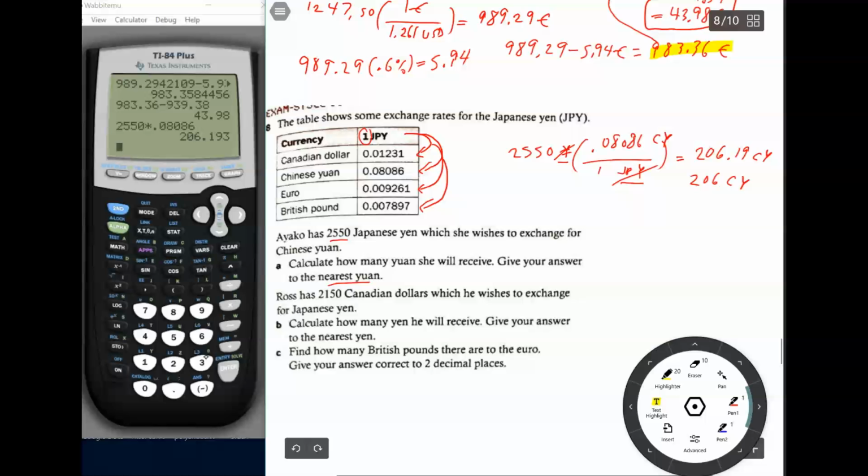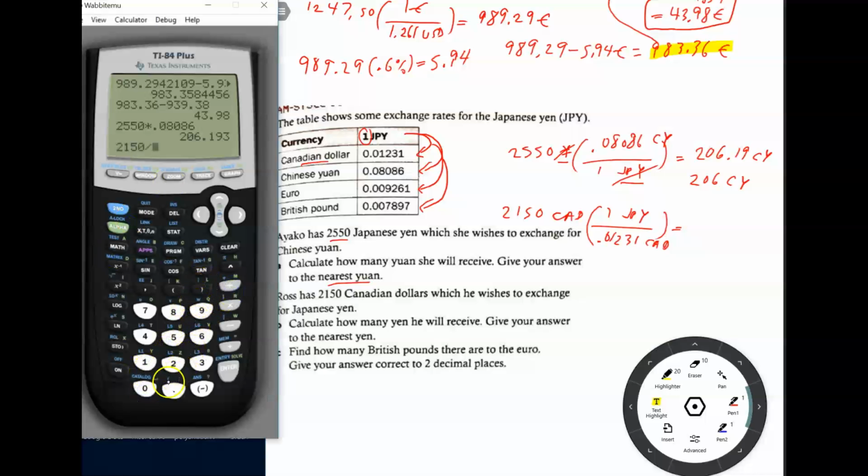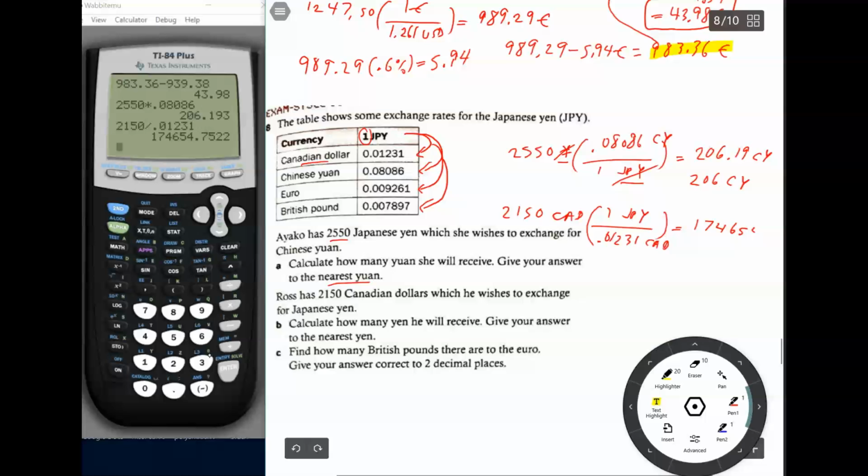Ross has 2150 Canadian dollars, which he wishes to exchange for Japanese yen. So 2150 Canadian dollars, and he wants to change for yen. The exchange rate would be this one here: 0.01231 Canadian dollars in the denominator and 1 Japanese yen in the numerator. So let's check that. It would be 2150 divided by 0.01231, which is 174654.75. Give your answer to the nearest yen, so 174655. This would be Japanese yen.